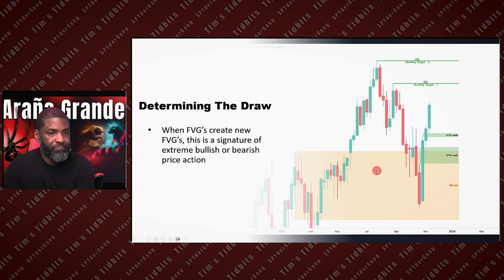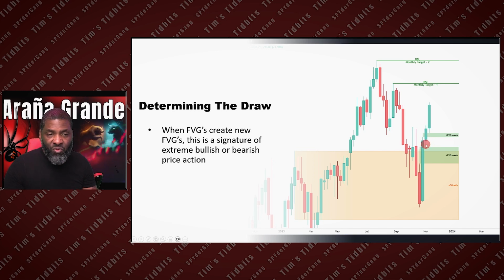Now, moving right along. When fair value gaps, this is another way to determine the draw. When fair value gaps create new fair value gaps, this is a signature of extreme bullishness or bearishness. Meaning, as we came back and created the inversion fair value gap, as you see here, we created a SIBI there. We created a BISI here, but then that BISI with this expansion candle, we're not anticipating price to come back directly into it. It created another BISI. So you got a BISI before even trading back into it. We created another BISI.